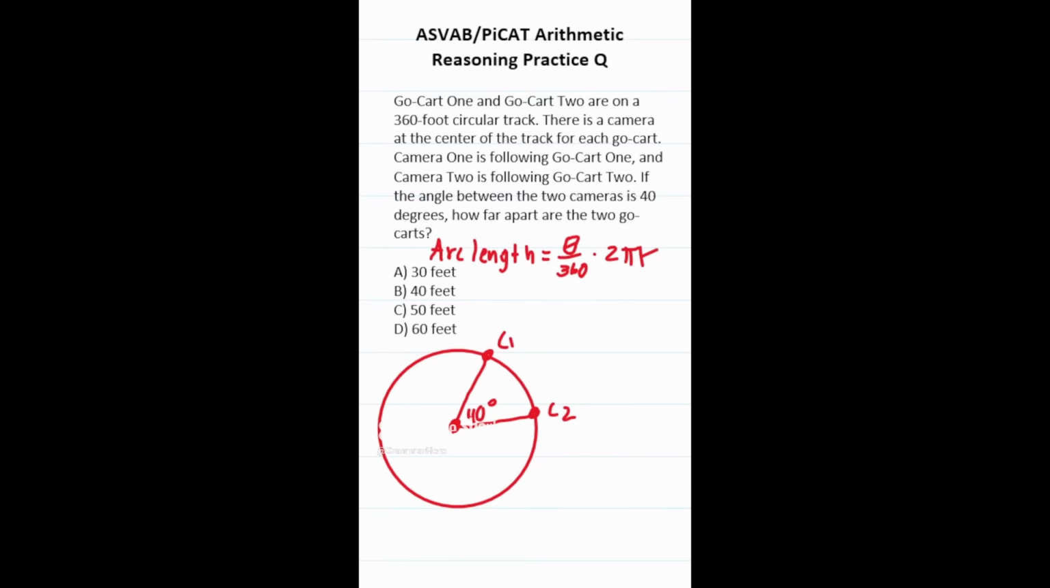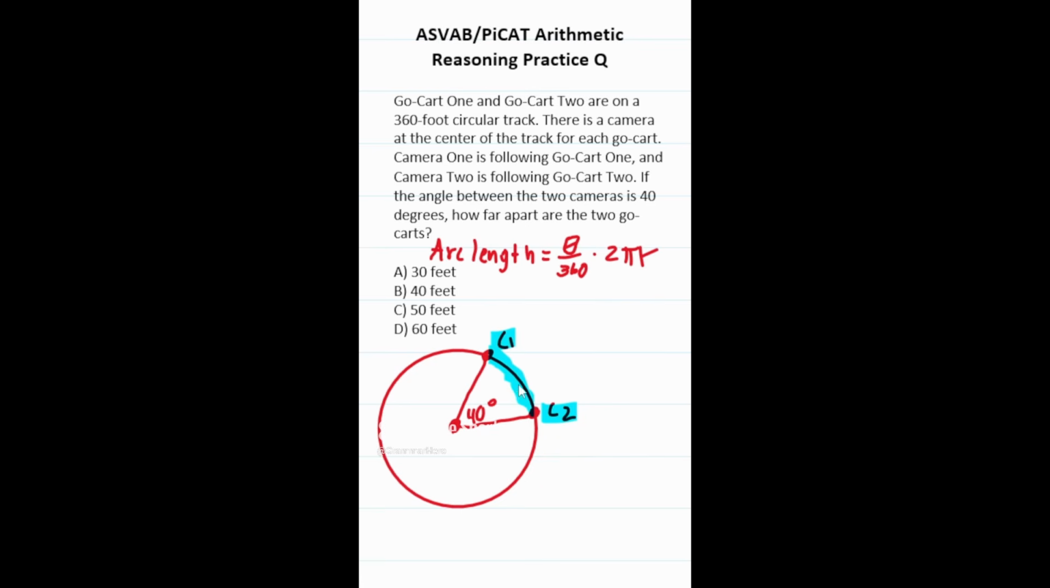ASVAB PiCAT Arithmetic Reasoning practice test question. We're told that two go-karts, cart 1 and cart 2, are racing on a circular track that is 360 feet long. In addition, we're told that there are two cameras tracking each of the go-karts respectively, and the go-karts are on the track such that they create a 40-degree angle between the two cameras. Given this, we want to know how far apart those two go-karts are on the track.